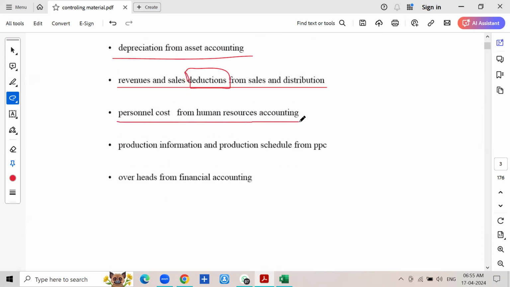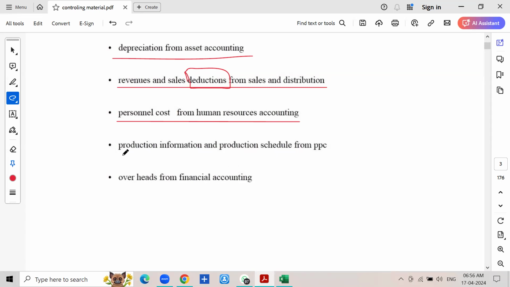Then personnel cost from human resource second. There is one module HR. In HR, there is a sub-module payroll accounting. In HR, every month end, the user executes the payroll. As a result, the salaries will be transferred to the bank accounts of respective employees. When the salaries are transferred, the respective GL accounts, salaries account, bonus account, contribution to PF, contribution to ESI, etc., are also updated in the general ledger. From the general ledger, they will be transferred to controlling component.